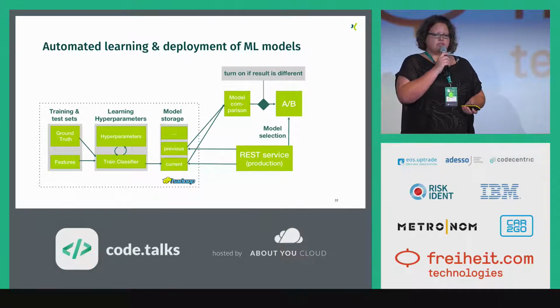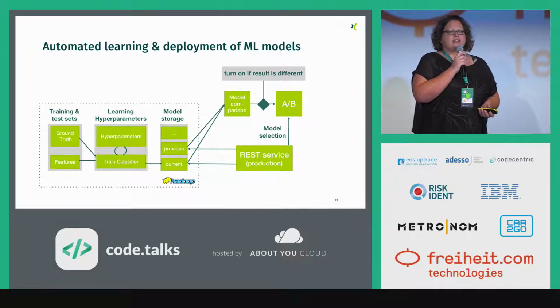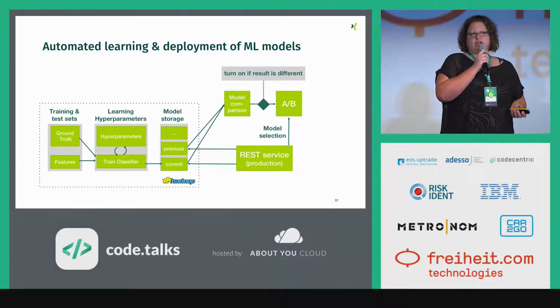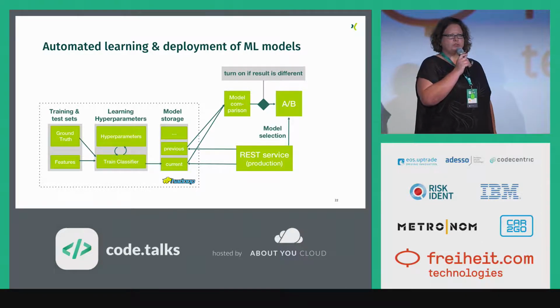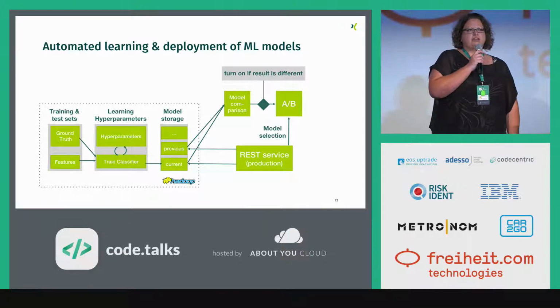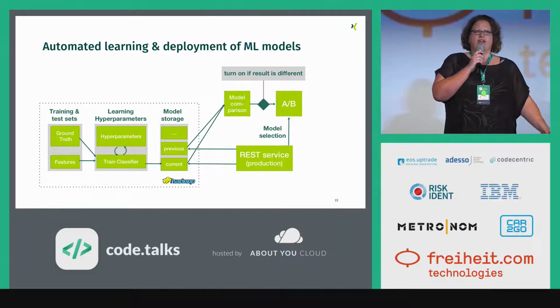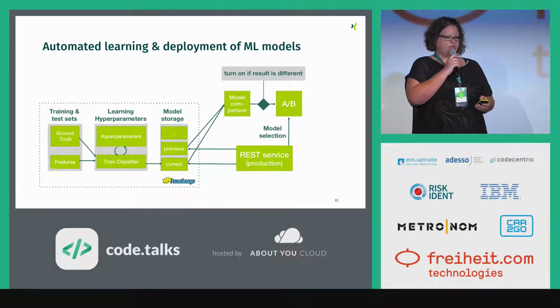And then we have the REST service that uses the model, and based on whether the A/B test is on or not, it chooses another model. And then in the end, the human is still in the loop. So if an A/B test was started, we will check the results of this A/B test after a day and then after a week to see if we want to accept the new model or not.